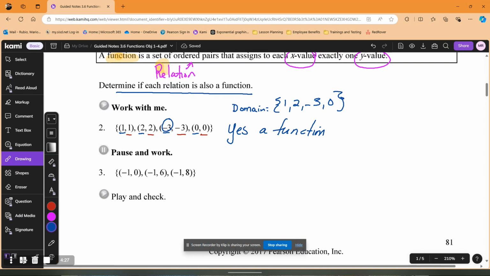Okay, let's take a look at number 3. The x's are repeating, they're all the same x. So it's -1, -1, -1. Because they're repeating, we know that this is not a function. Okay, so all functions are relations, but not all relations are functions. Functions only happen when there are no x's repeating.